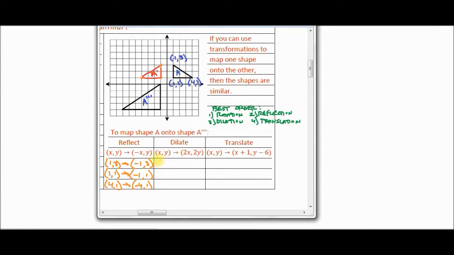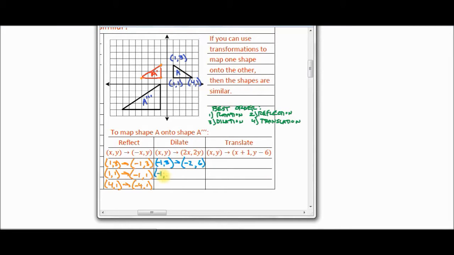So my points are now going to change. Look, I'm going to take the negative 1, 3. I'm going to take that from this new copy now, and I'm going to transform that. 2 times negative 1 is negative 2. 3 times 2 is 6. There's our first new point.